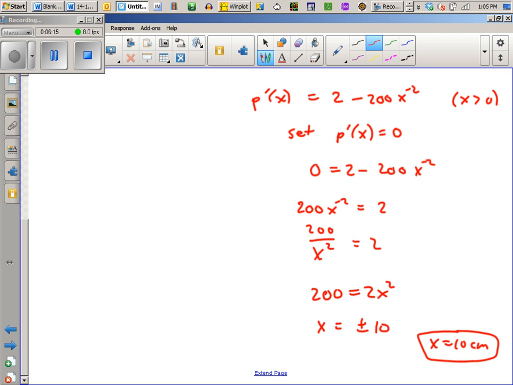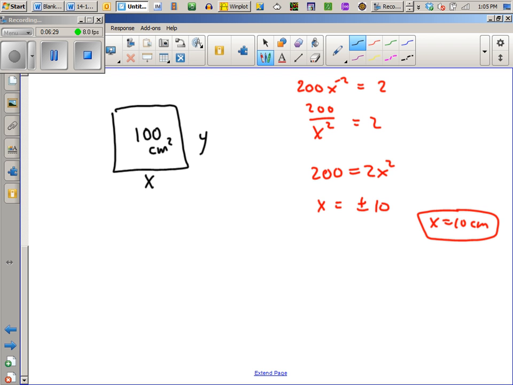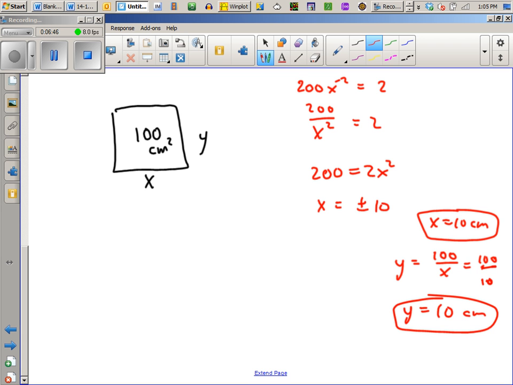X is 10 centimeters. So what does that mean? Well, remember our drawing looked like this, and we had an x here and a y here, remember that? So we had also said that y is basically 100 over x. So now that we know what x is, what's 100 over 10? 10. Okay, so y is also 10 centimeters, and we see that really is the case of a perfect square.